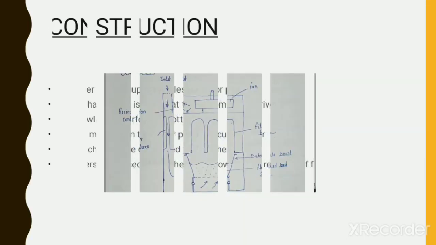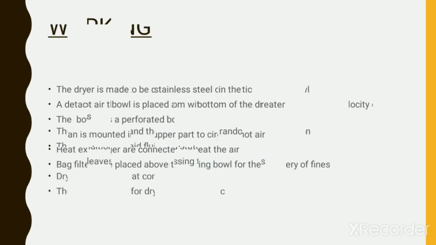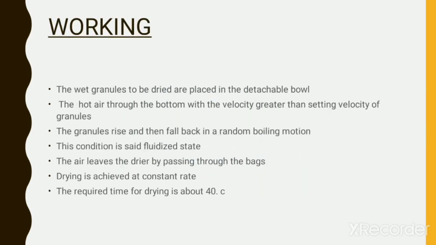Next is working. First, the wet granules to be dried are placed in the detachable bowl. Second, the hot air passes through the bottom with a velocity greater than the settling velocity of granules. Third, the granules rise and then fall back in a random boiling motion. Fourth, this condition is said to be the fluidized state. Fifth, the air leaves the dryer by passing through the bags. Sixth, drying is achieved at a constant rate. And last, the drying temperature required is about 40 degrees Celsius.